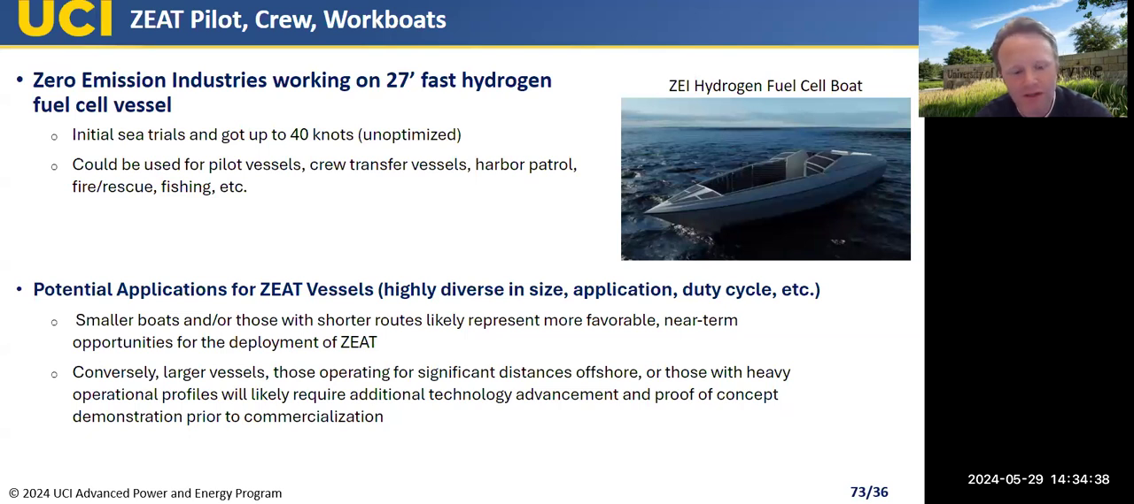So this might be a zero emission example that could be used for things like pilot vessels, crew boats, harbor patrol, this type of thing. But again, these vessels could be 200 feet and have equipment on them, or they could be a small boat that just transports crew somewhere. So there's a tremendous range of duty cycles and operational profiles and feasibility. So again, this all has to be evaluated on a per case by case per vessel basis.